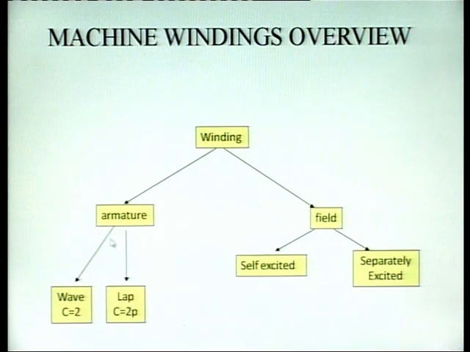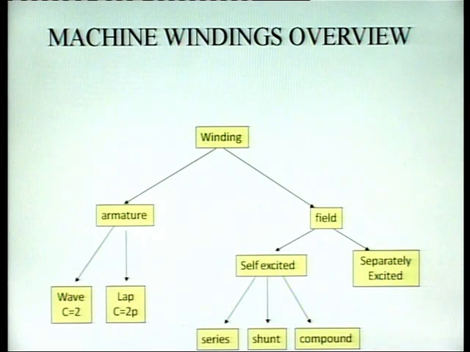Armature windings are of two types. First is wave winding, where the number of current paths is 2, and lap winding, where the number of current paths is 2 times the number of poles. And field windings are of two types. First is self excited, second is separately excited. Self excited are further of three types: series field winding, shunt field winding, and compound field winding.